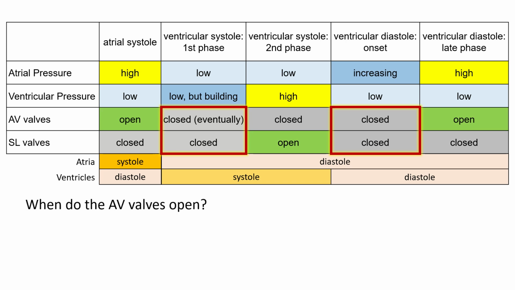So when do the AV valves open? Well, if we look at our chart, we can see that the AV valves are open in atrial systole, but if we go all the way to the end, we can see that they're also open in late ventricular diastole. Now, ventricular diastole feeds into atrial systole. So the answer would actually be that when the pressure first starts to build in the atria during the late phase of ventricular diastole, that is when the AV valves open.